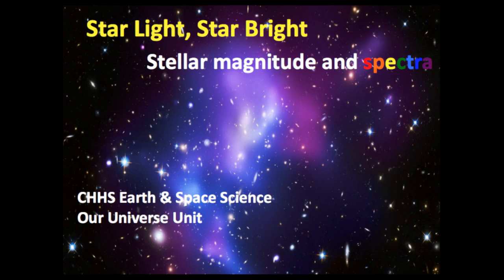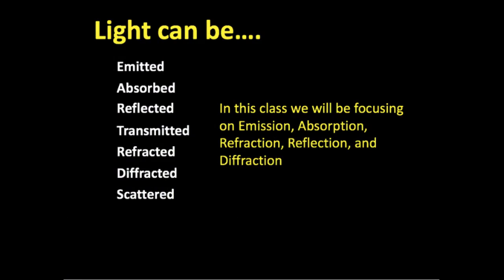In this video, we are going to take another look at stellar magnitude and we will be studying the different types of spectra that are produced by objects in space. We will start by considering the different ways that light can interact with matter. For this class you will be taking a closer look at how light is emitted by heated material, how it is absorbed, refracted, reflected, and diffracted.